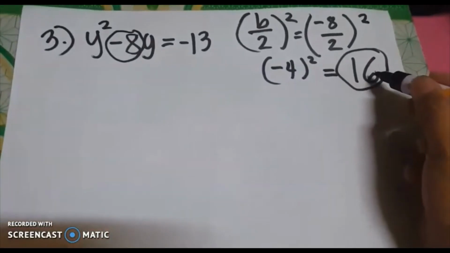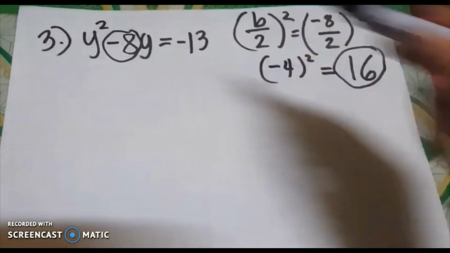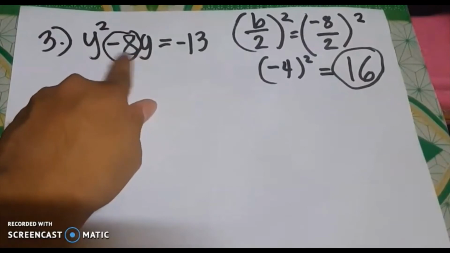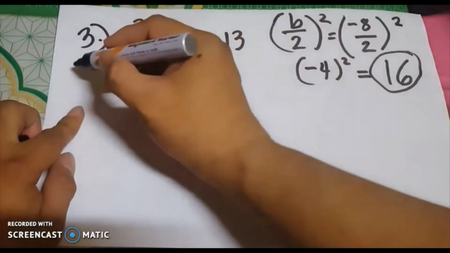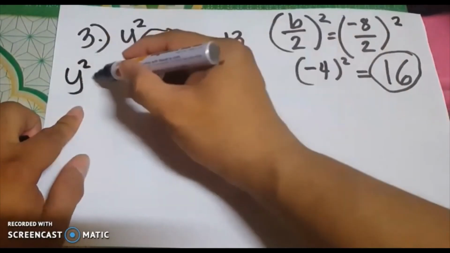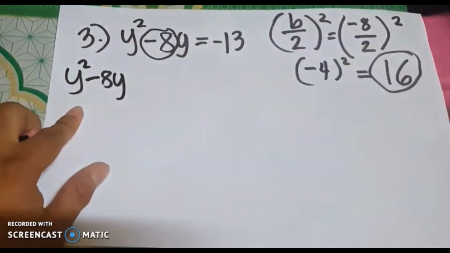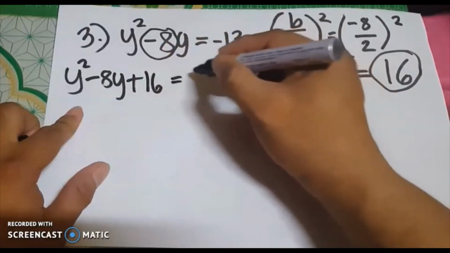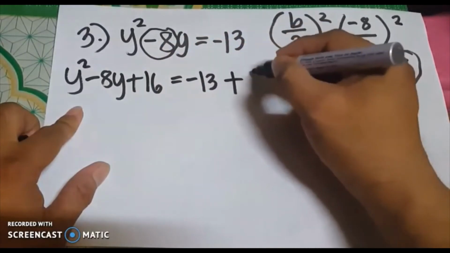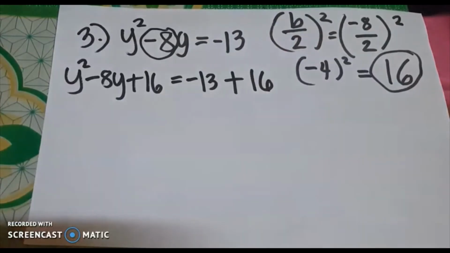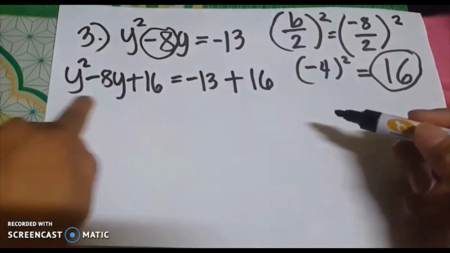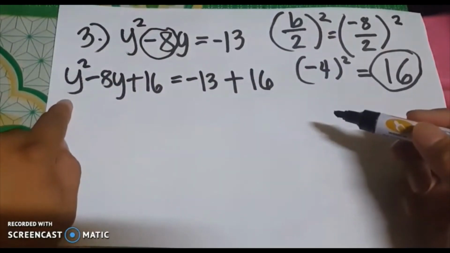So that 16 is the number to be added on both sides of the equation to make this left side, again, a perfect square trinomial. So, let's do it. So, y squared minus 8y plus 16 is equal to negative 13 plus 16. So, that is what will happen. Then, since this left side is already a perfect square trinomial, we can now find its factors.